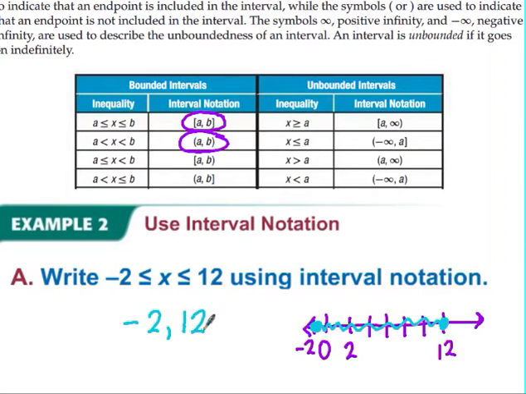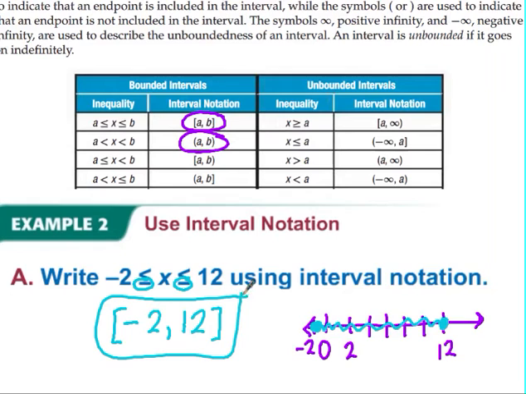The next thing I need to figure out, do I include negative 2? Is negative 2 included on the graph? Yeah. Is 12 included on the graph? Yeah. And what tells us they're included is this equal to sign. So whenever you see that equal to sign, you don't necessarily have to graph. I was just doing that so you could get a visual of what it looked like. Okay? And that is your answer. That's all you do.